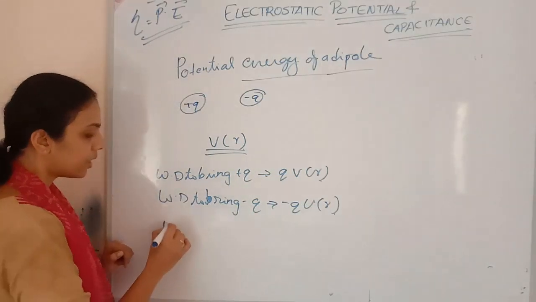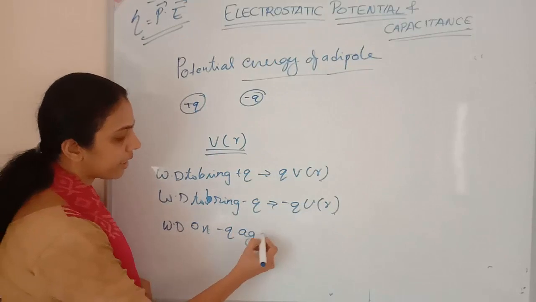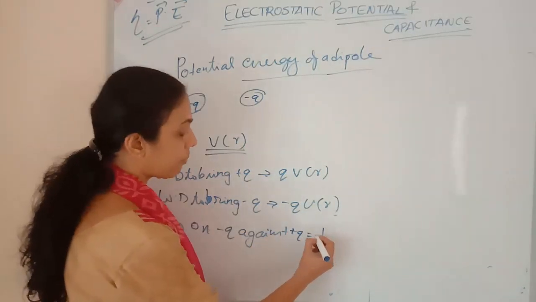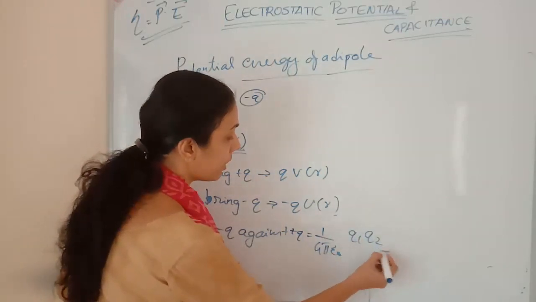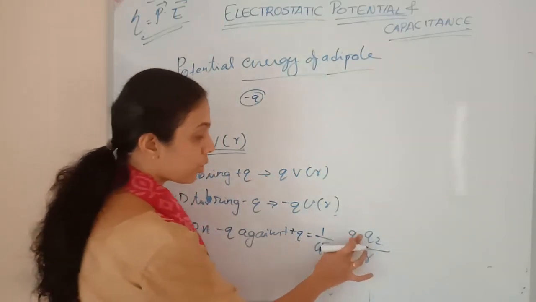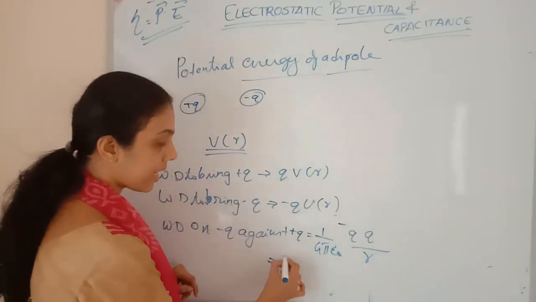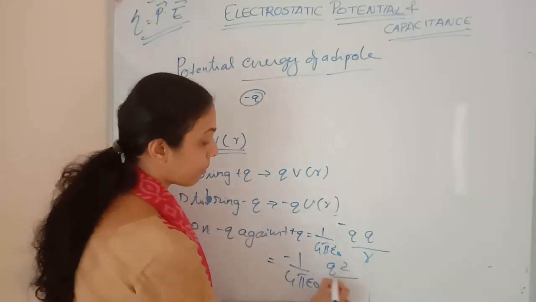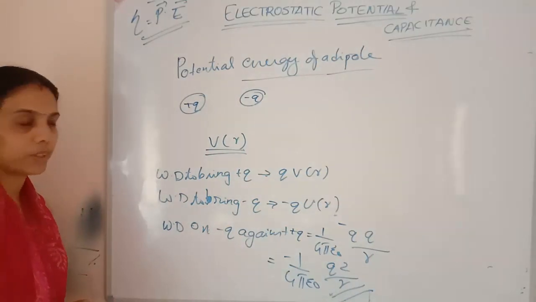Next is the work done on minus q against plus q, which equals 1 by 4 pi epsilon 0 q1 q2 divided by r. What is q1? Plus q. q2 is minus q. So we will get it as minus 1 by 4 pi epsilon 0 q square by r. Okay, so this is the potential energy over here.